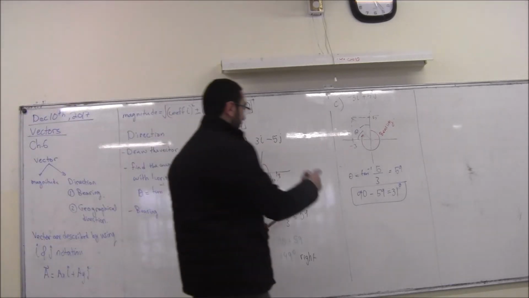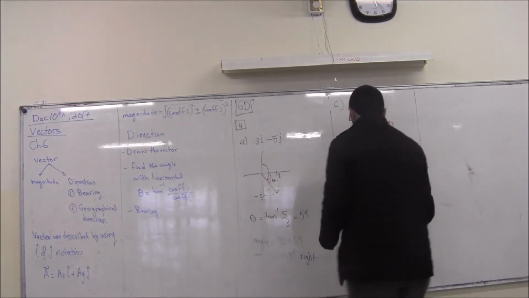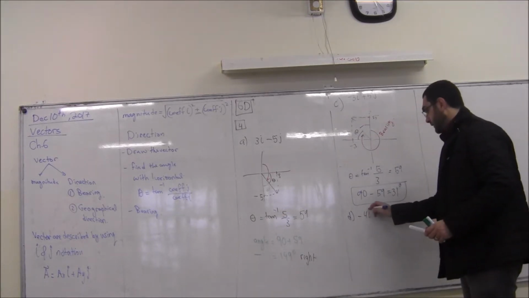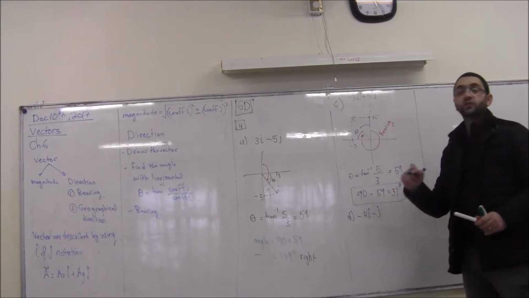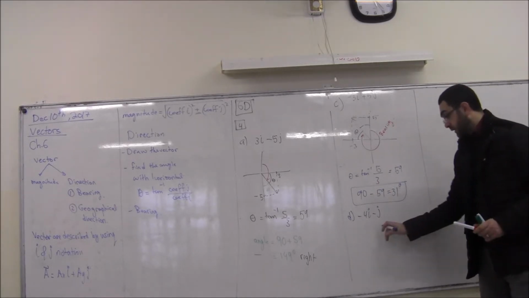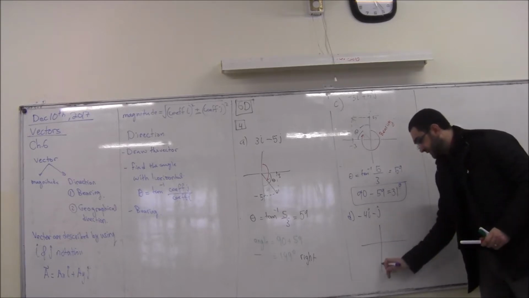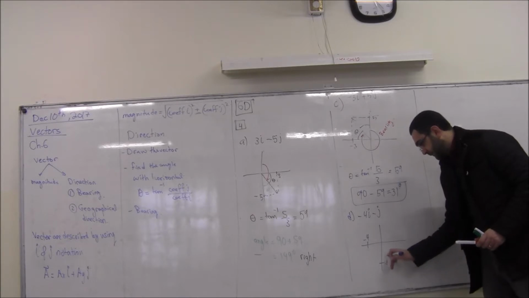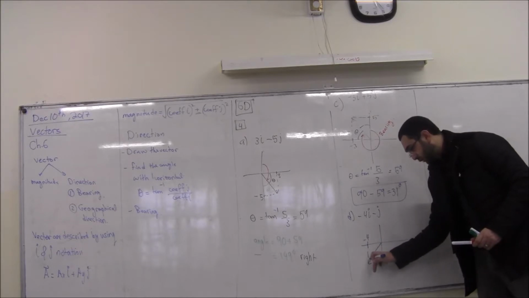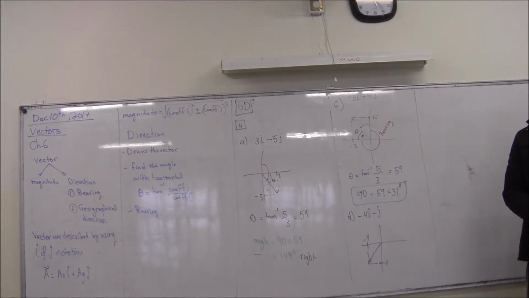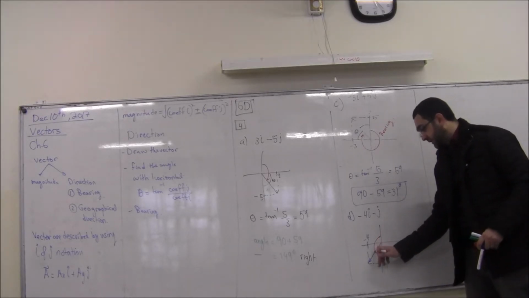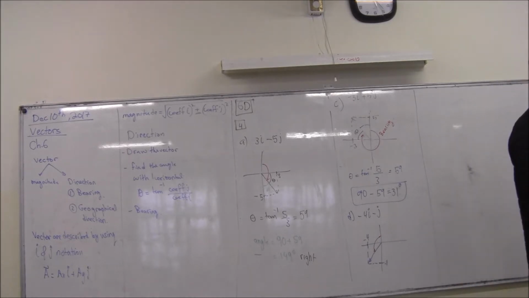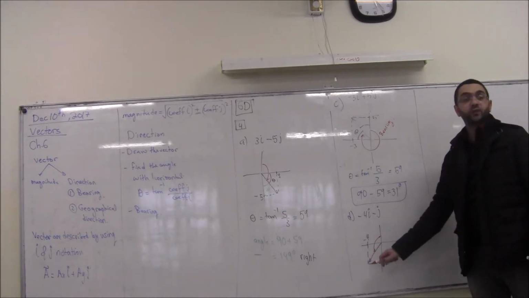Let me do D only, please. D again: negative 4i, negative j. Please pay attention for D, guys. This is negative 4i, and negative j, this is negative 1. This is the desired vector. Where is the angle enclosed between the positive y-axis and the vector? This one. No, not the bearing. The bearing goes clockwise. This is negative, so the bearing goes negative.